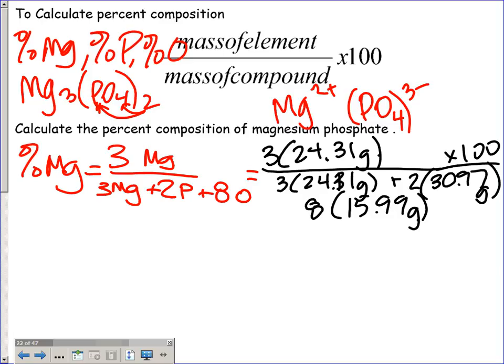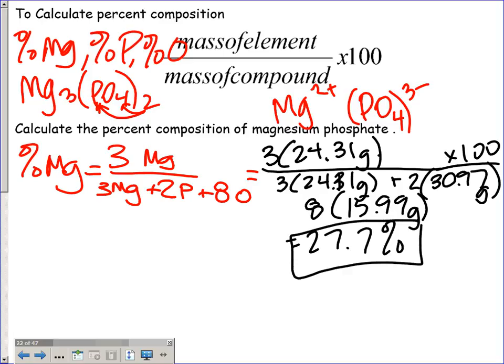Anybody? Oh, you don't? Oh, right behind you. Go for it, Shannon. So this is 27.7%, right? Does percent have a unit? No, it does not. This is grams on top, this is grams on bottom. The grams and the grams cancel, leaving us unitless.